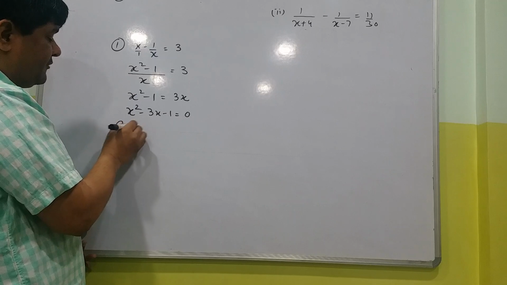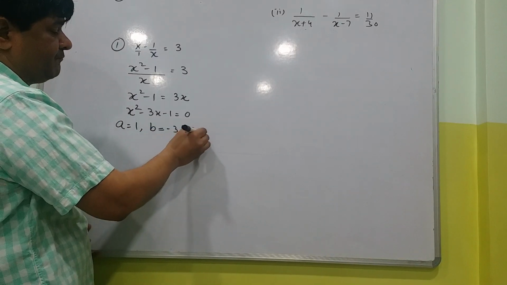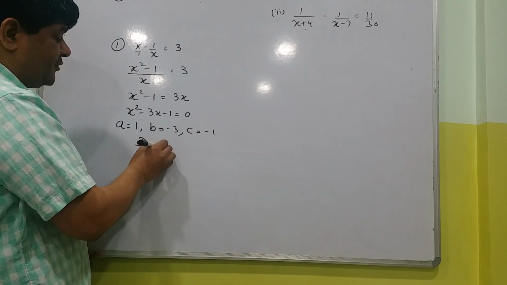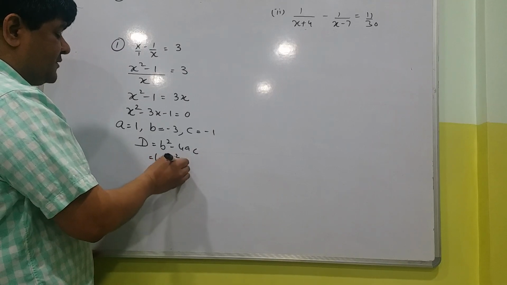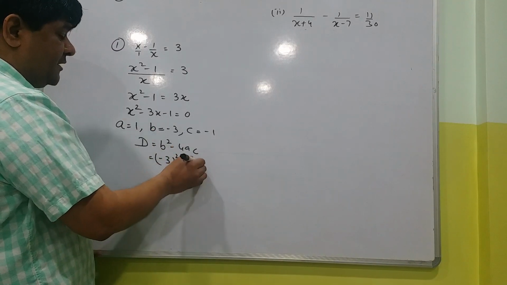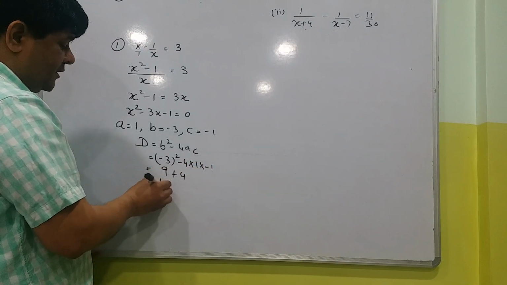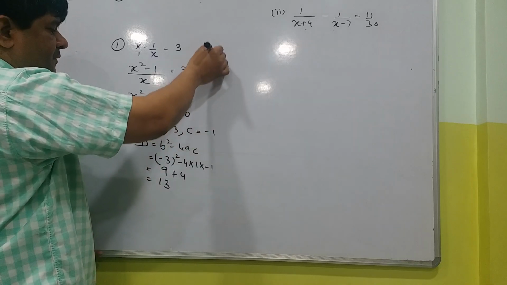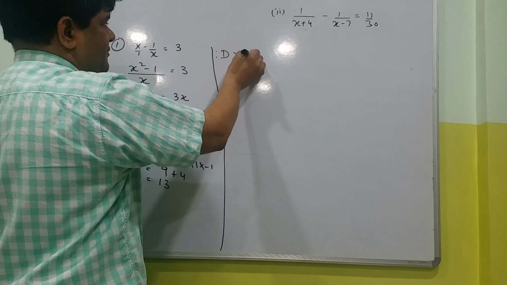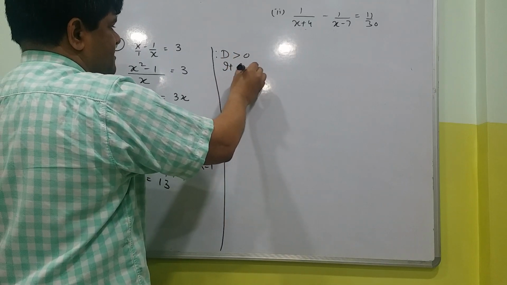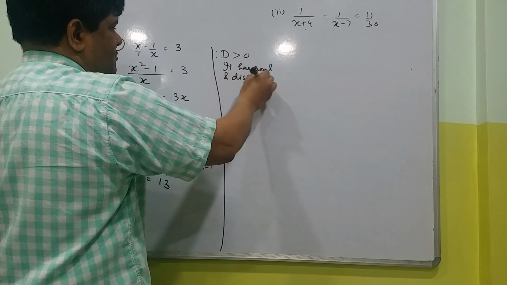Now you can simplify it by applying the quadratic formula, a is 1, b is minus 3, c is minus 1. So D equal to b square minus 4ac. Minus 3 square, a's value is 1, c's value is minus 1. So 9 plus 4, it comes out to be 13. Since D is greater than 0, it has real and distinct roots.